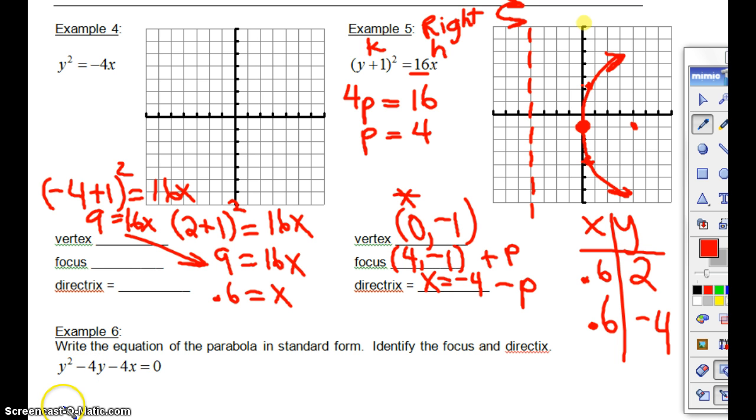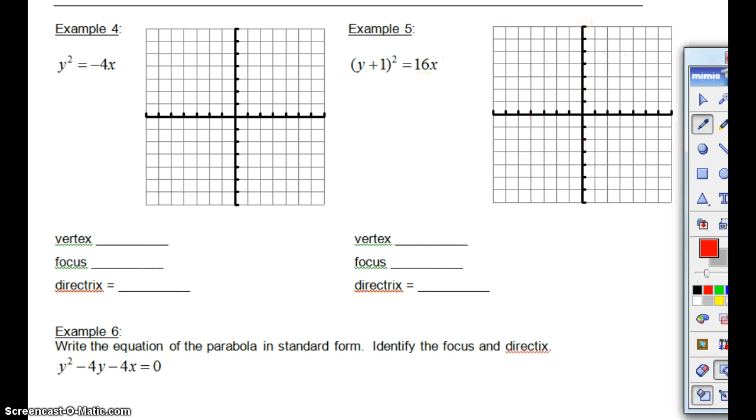Pause the video if you need to write it down or look over it. See if you can ask questions of your classmates or of the sub if they can answer. Now let's look at example 4.